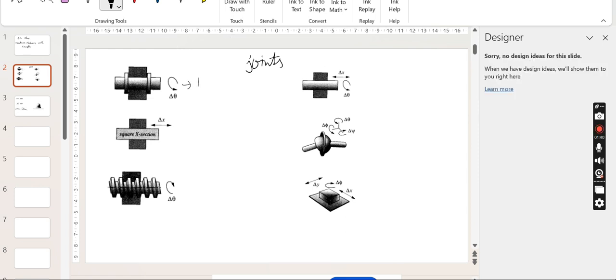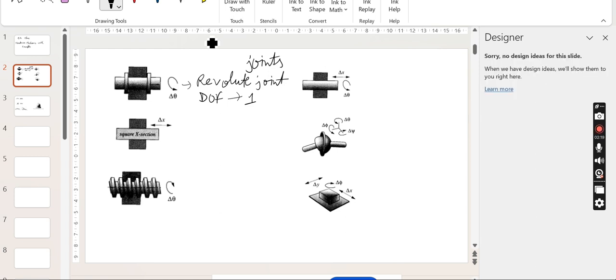This joint is called a revolute joint. In this joint, this part only revolves in the theta direction. It can only move in the theta direction, with no x or y direction movement. So the only independent coordinate is theta, so we have only one independent coordinate. So the degree of freedom for this revolute joint is 1.